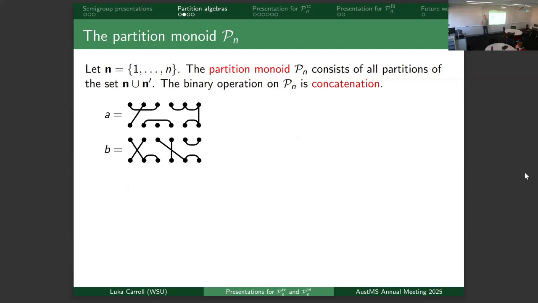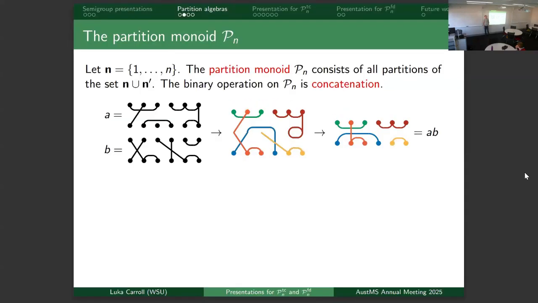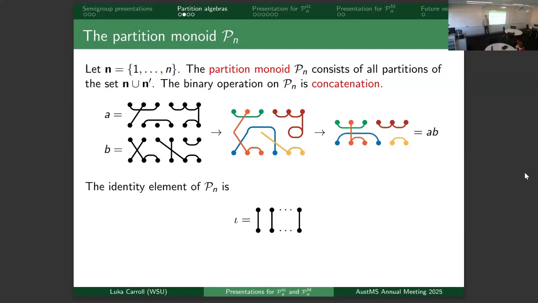The binary operation on Pn is concatenation. You can think of this as a generalization of composition that handles the more complex connections in the partitions. So here you can see when we concatenate these two diagrams, rather than just focusing on the connections formed between the top and the bottom rows, we also look at all the connections that are formed within the two rows. The product will be the partition that consists of those connections. The identity element of Pn is the same as that in the symmetric group.